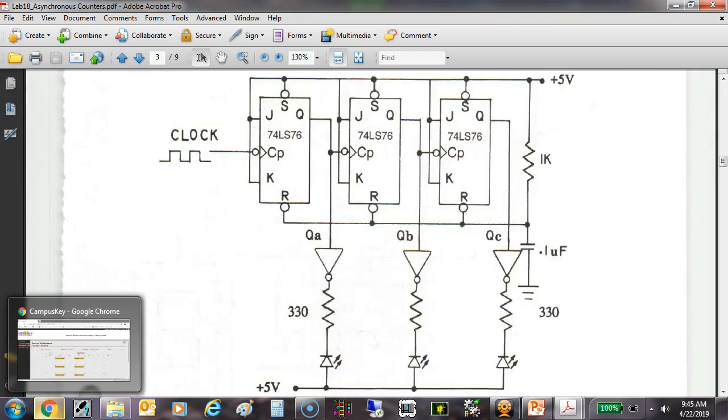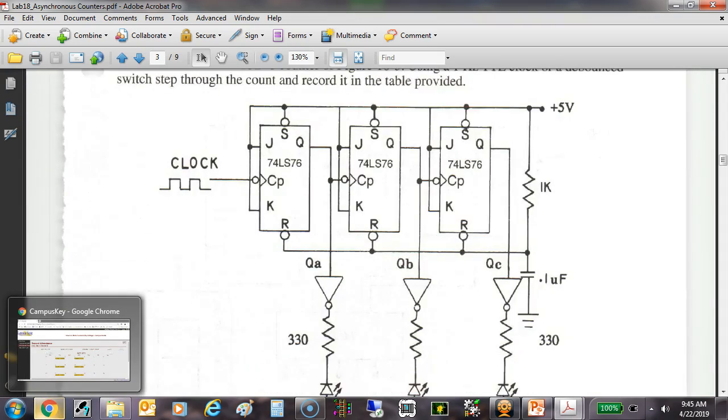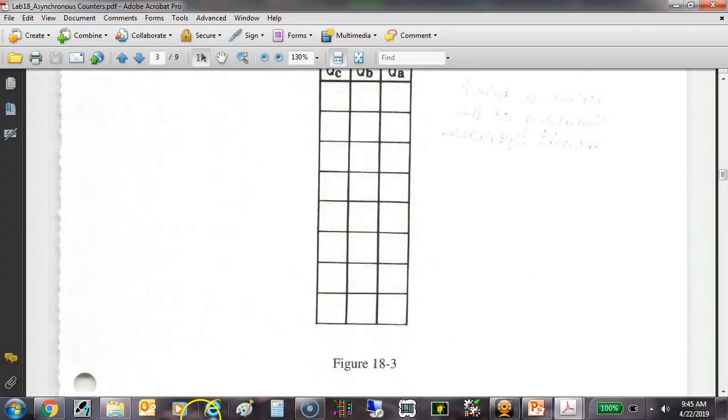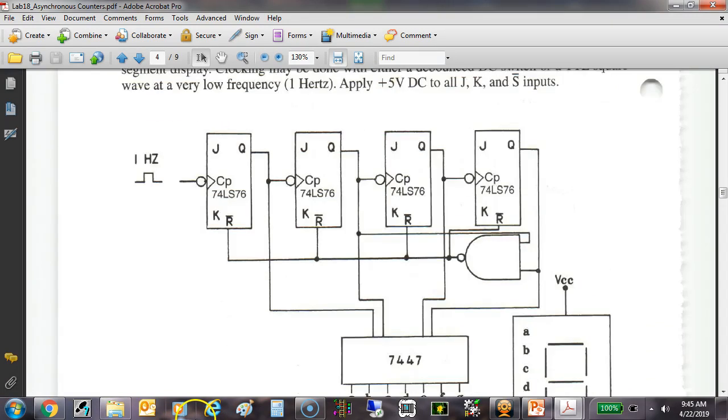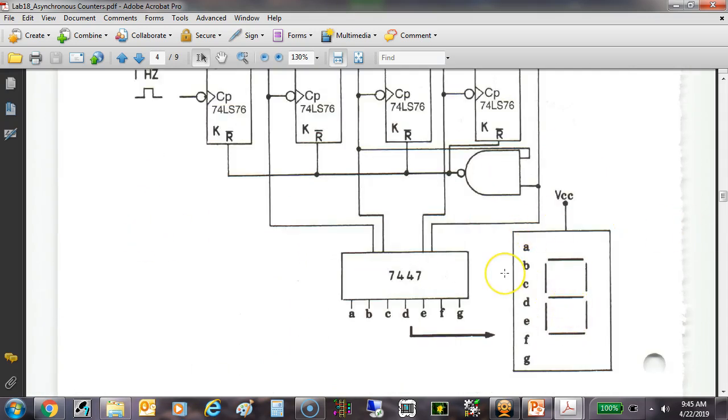So this is what they wanted us to do, guys. They want us to hook up this. This would be a modulus 8, right? And then they want us to do this one, which would have been a modulus 10 or a BCD counter. So notice they're resetting the dang thing on 9. And then they want us to hook up a 7447 just to see it, right? We're not going to hook up the 7447 because we know what it does, right? But we'll just look at the binary count on this, even on the last lab.